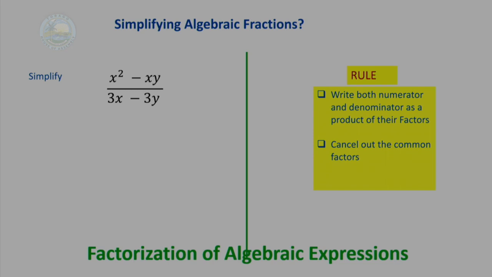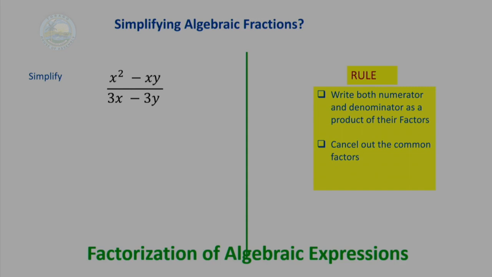Factorizing those expressions, in the numerator, we recognize that x is common, so we factor out that common factor. Factoring out the x, it becomes x multiplied by x minus y. And if you look at the denominator, what is common is the 3. So it's 3 multiplied by x minus y. So we have completed the first part, that is, to write both numerator and denominator as a product of their factors.